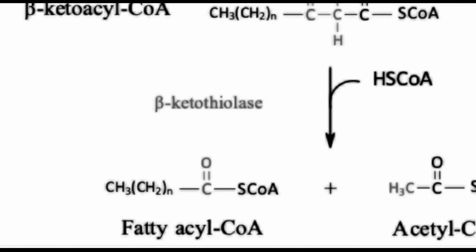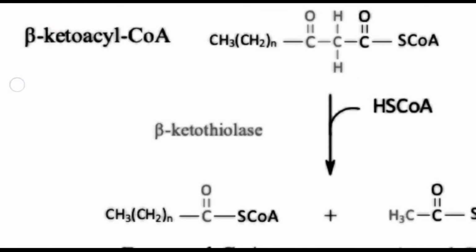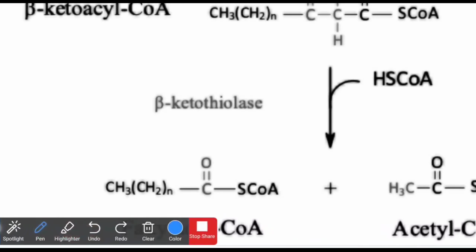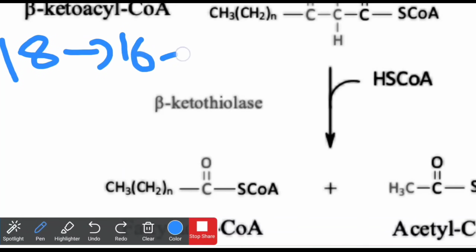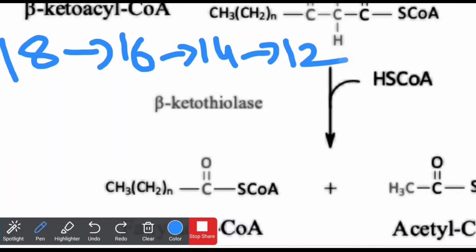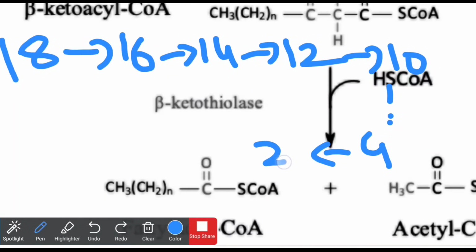If the starting fatty acid contains an even number of carbon atoms, for example 18, the final cleavage results in two molecules of acetyl coenzyme A, because from 18 you get 16, 16 to 14, 14 to 12, 12 to 10, and so on. At the end of the day you will have 4, and this 4 will be split into 2 plus 2 acetyl coenzyme A.